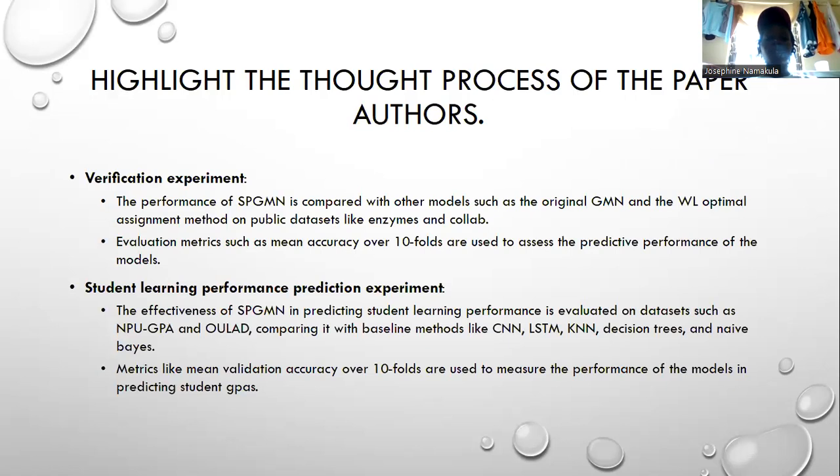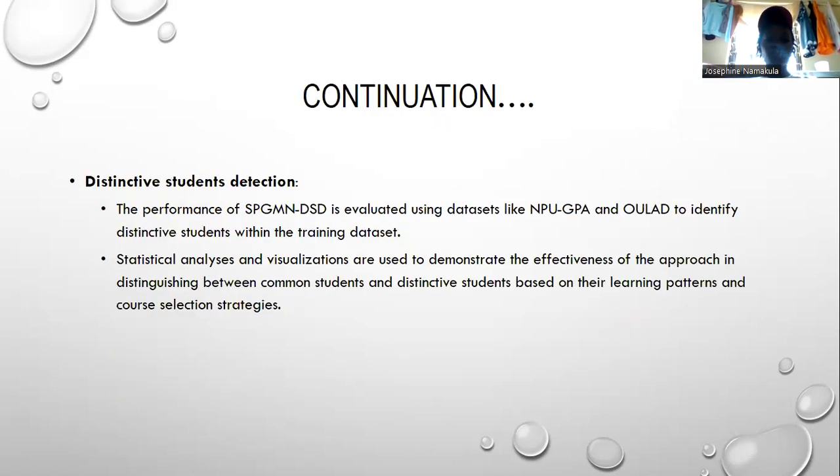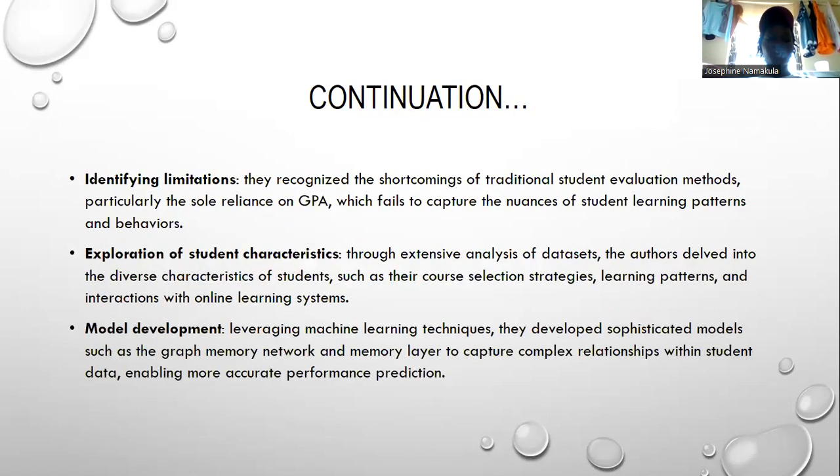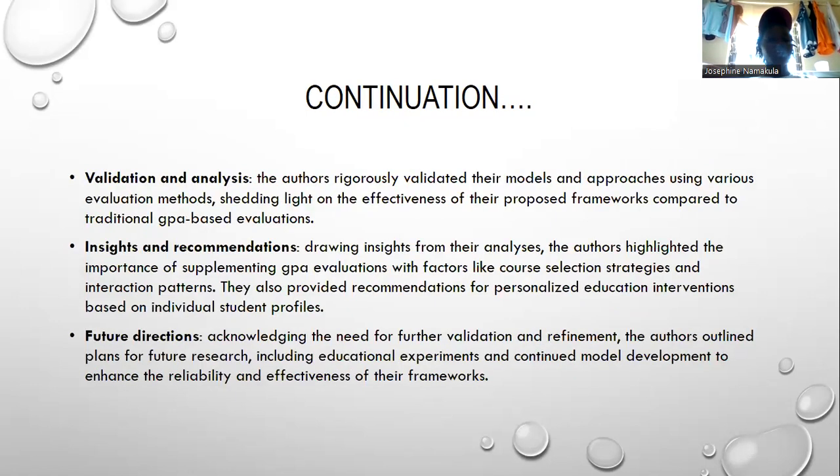So the highlights of the process of the paper by the authors: first was the verification experiment, then student performance prediction experiment, distinctive student detection, identifying limitations, exploration of students' characteristics, model development, validation and analysis, insights and recommendations, and future directions.